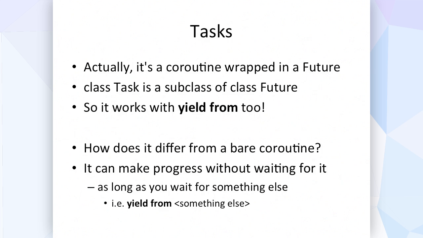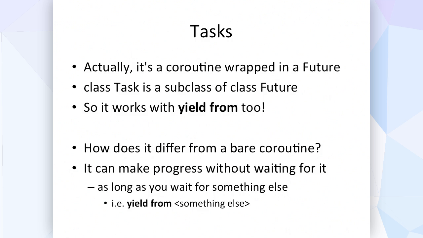From the user's perspective, if something or someone gives you a task or a future, you shouldn't have to care which of the two it is. And you shouldn't even have to care whether it's a generator or either a task or a future. So you can use it in exactly the same way. And again, that means it works with yield from, of course.